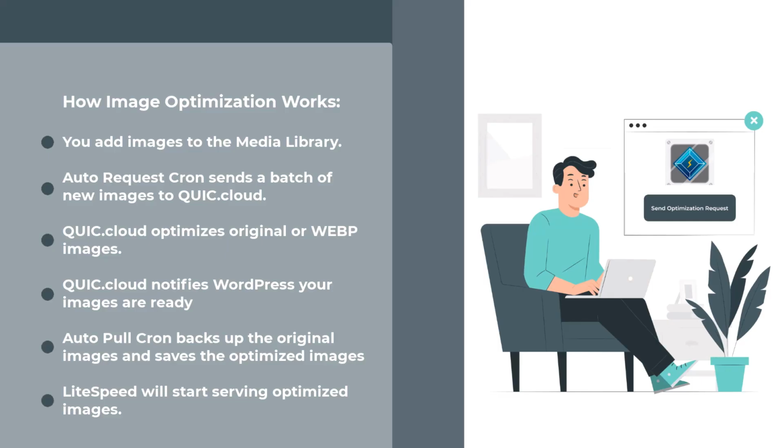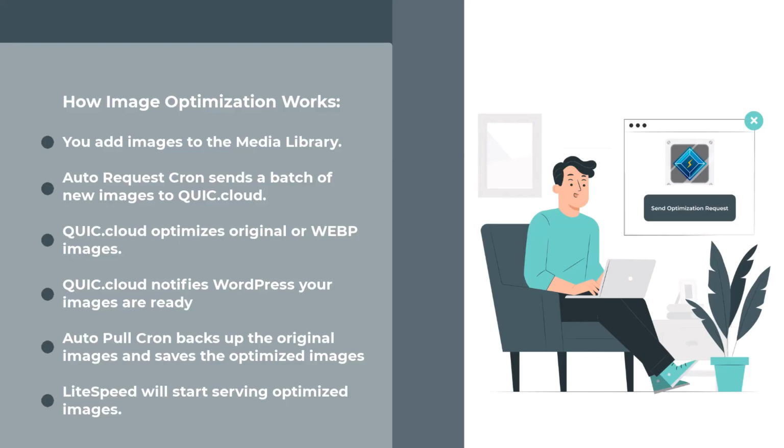Here's how it works. You create a new post or gallery or otherwise add images to the WordPress media library. The Auto Request Cron gathers these images and sends them to QUIC.cloud. QUIC.cloud then optimizes the original images or creates WebP versions of the images, or both, depending on your domain's settings. QUIC.cloud then notifies WordPress that your optimizations are ready. The Auto Pull Cron saves backups of the original images and saves the optimized images in the media library.